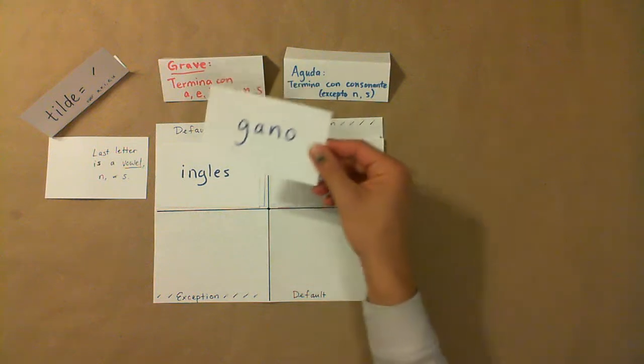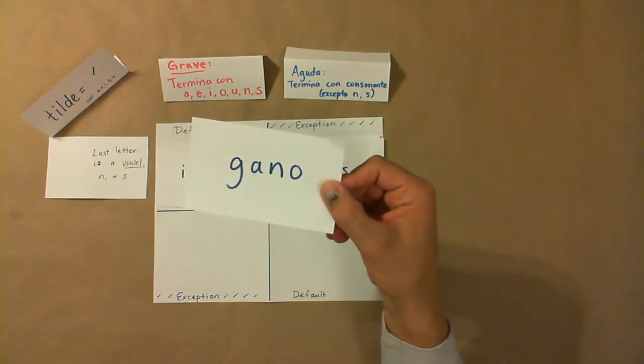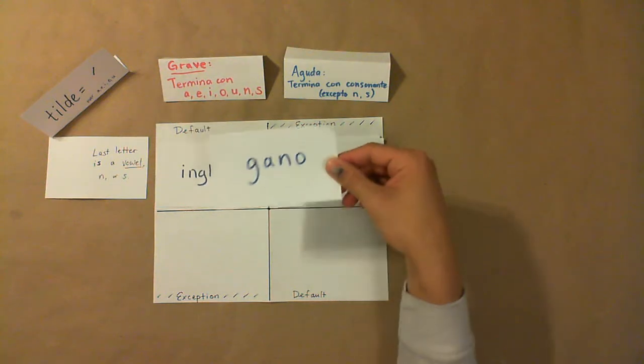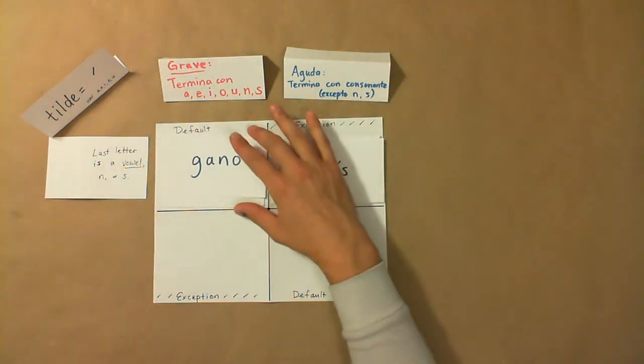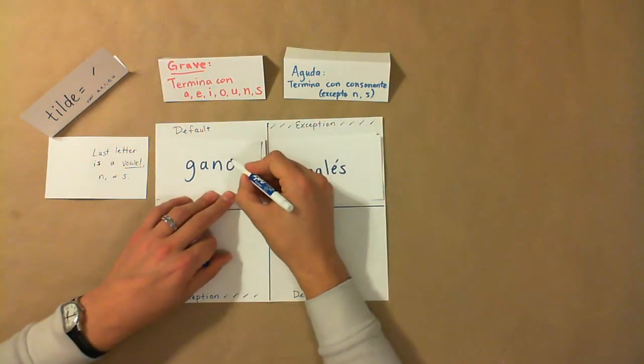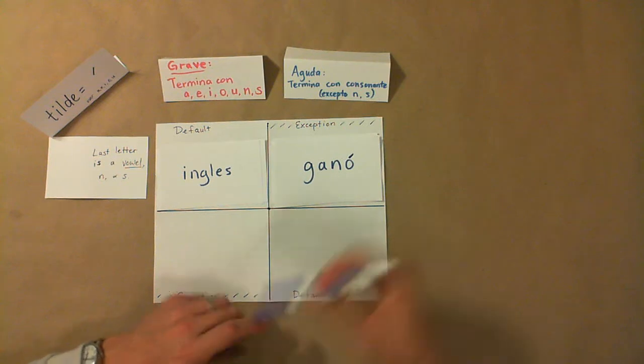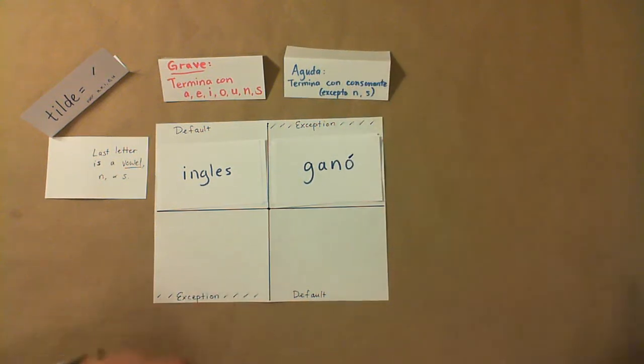Now, knowing this, how do we pronounce this word here? By default, it must be pronounced gano, which is "I win." If you wanted to say ganó, the only way to do that is to mark it. It's now an exception. It is now aguda, ganó.